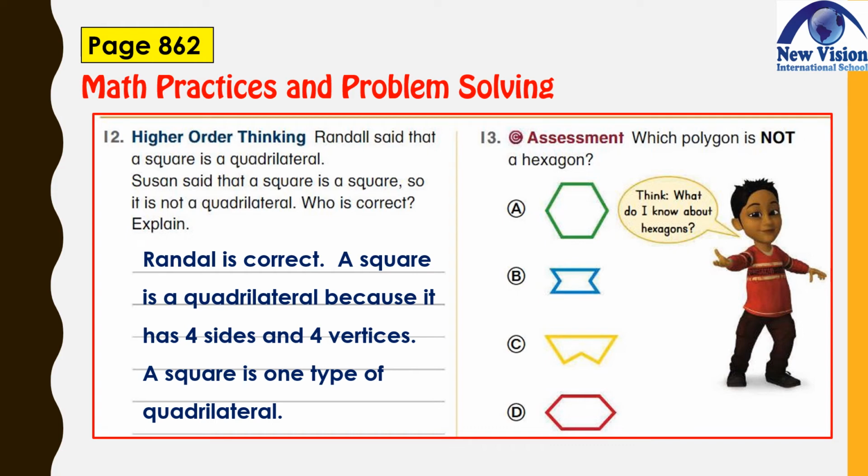Number 13. Which polygon is not a hexagon? Remember, a hexagon has 6 sides and 6 vertices. So which one is not a hexagon? So we have letter C. Why? It has only 5 sides and 5 vertices.